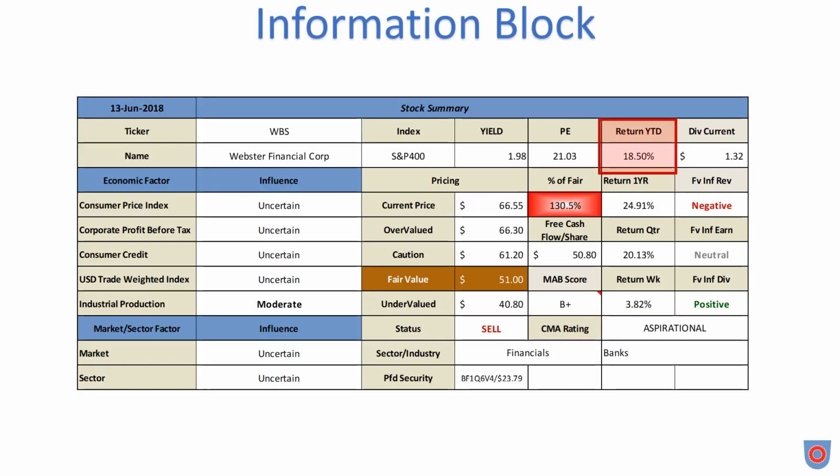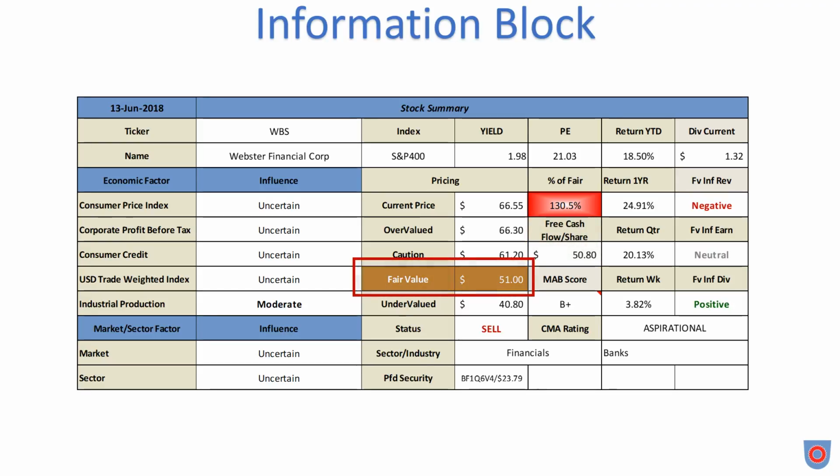Performance information is provided on year-to-date return, return over the past 12 months, over the past quarter, and the current week. Income information is provided on the current dividend and current yield, as well as free cash flow per share.